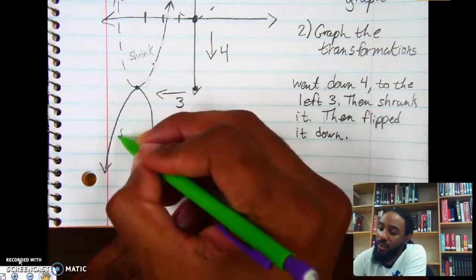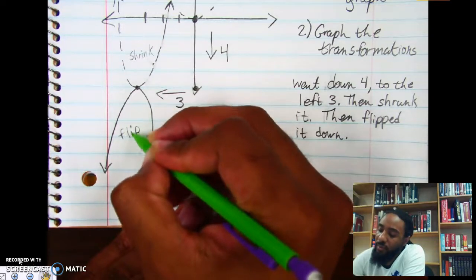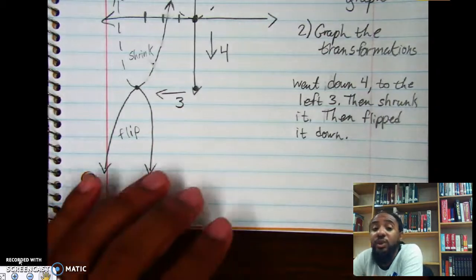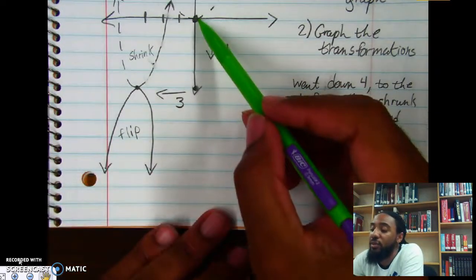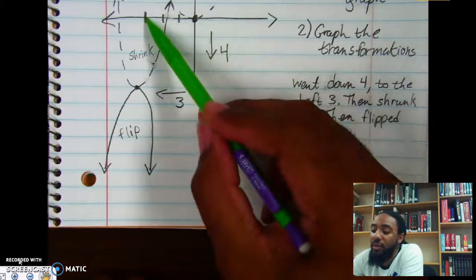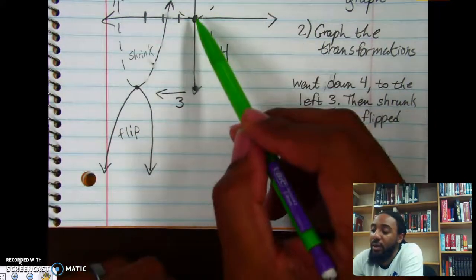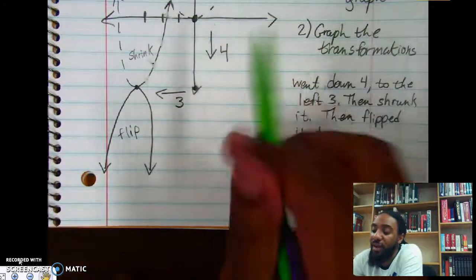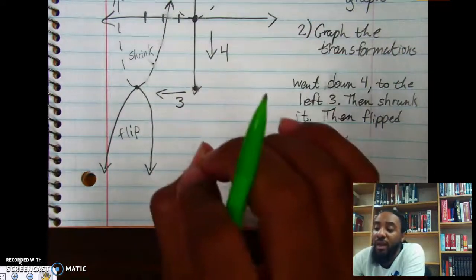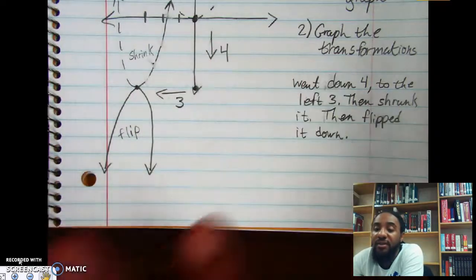And then this part right here was the flip. And so with this, again, please don't do this: you go down 4 and graph it out, then you go over to left 3 and graph it out, then you shrink it and graph it out, and then you flip it and graph it out. There are not 4 different graphs. There's one graph that's at the very end.